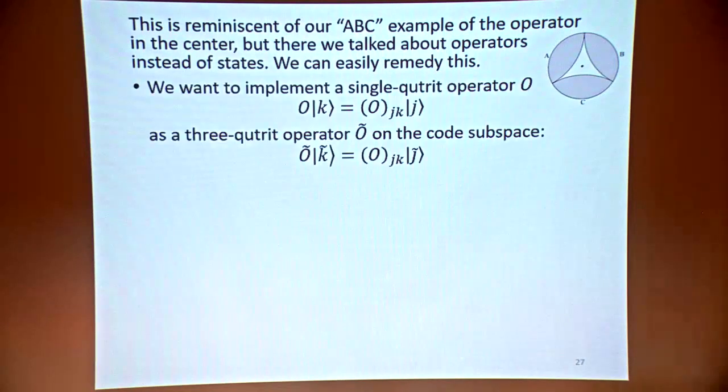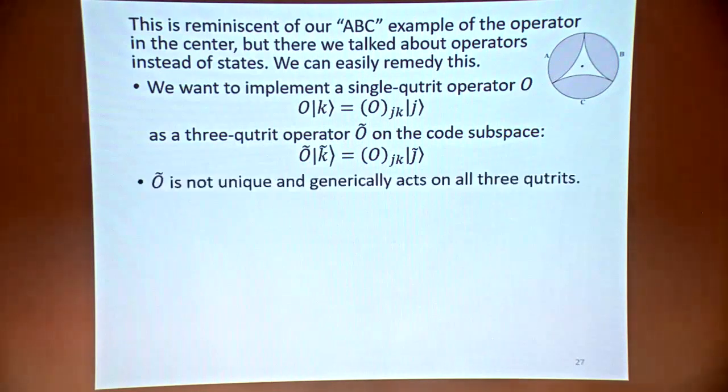So let's say we want to talk about operators. We want to implement a single qutrit operator O that acts on the qutrit I'm trying to send. This is an arbitrary operator denoted by some matrix elements. We want to implement this operator as a 3-qutrit operator, O tilde, but acting on the code subspace. So by definition, this is a correct implementation if we succeed. There are many ways to implement the same operator O on the Hilbert space. O tilde is not unique.